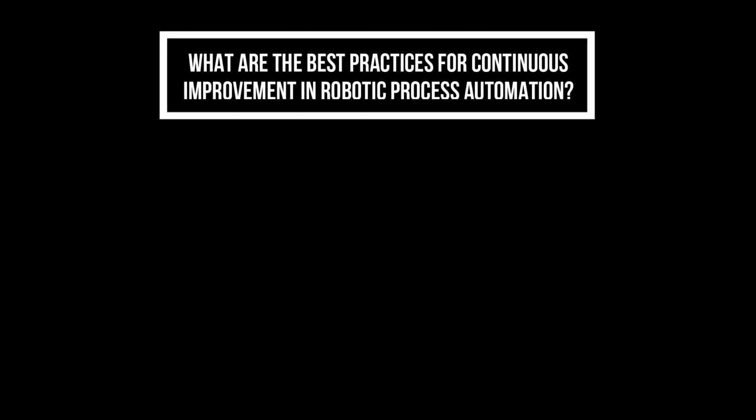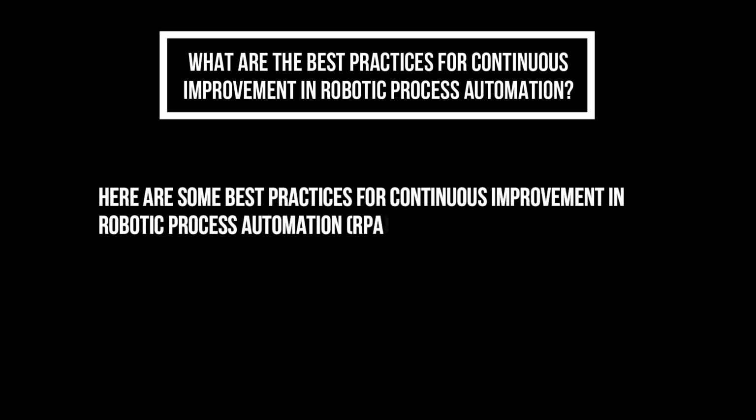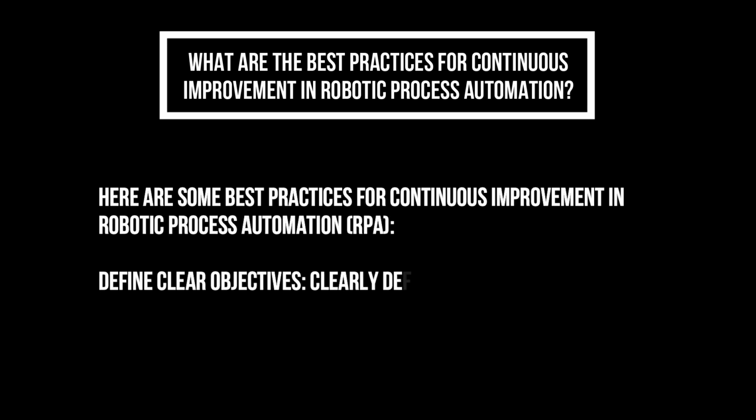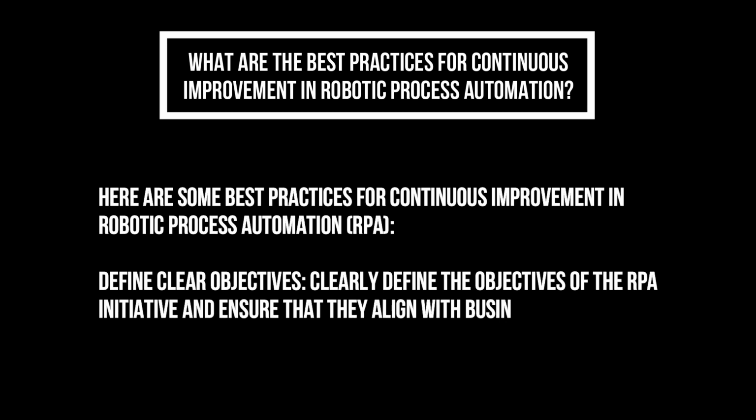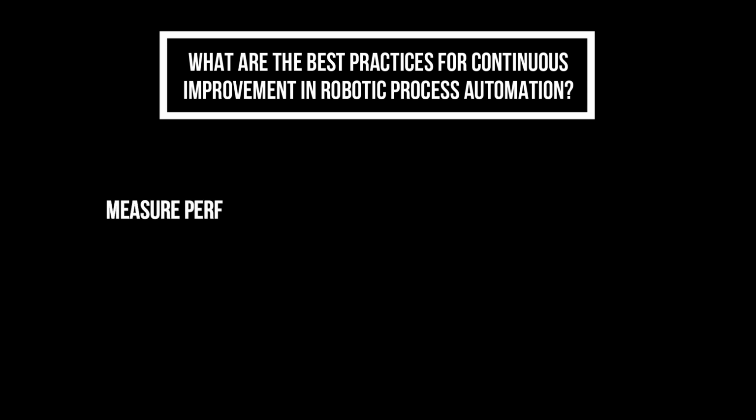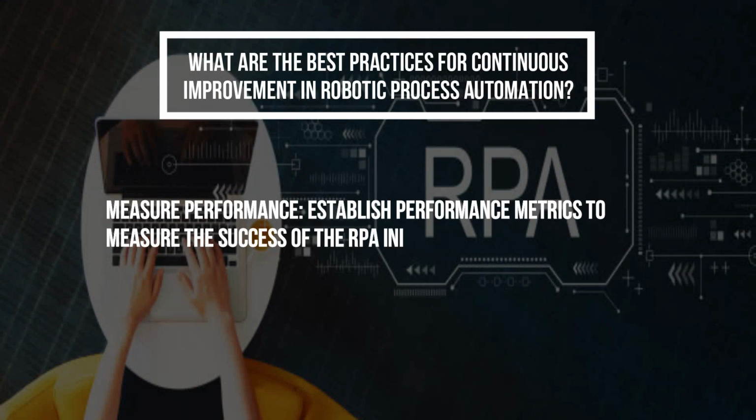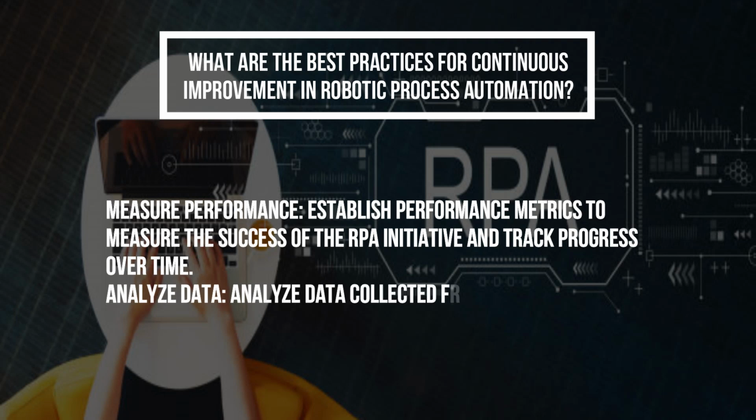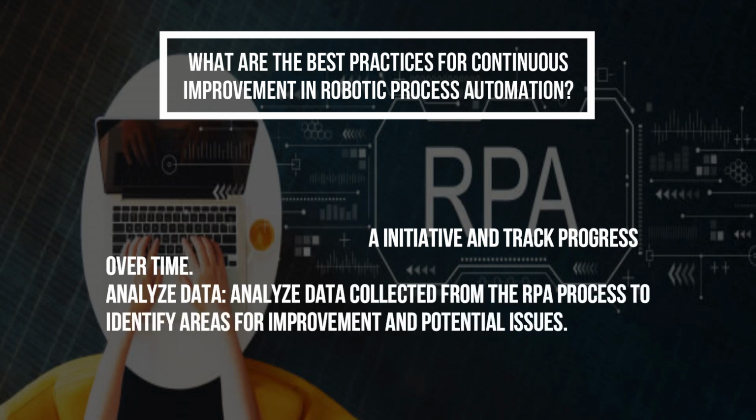What are the best practices for continuous improvement in robotic process automation? Here are some best practices for continuous improvement in robotic process automation, RPA. Define clear objectives. Clearly define the objectives of the RPA initiative and ensure that they align with business goals. Measure performance. Establish performance metrics to measure the success of the RPA initiative and track progress over time. Analyze data. Analyze data collected from the RPA process to identify areas for improvement and potential issues.